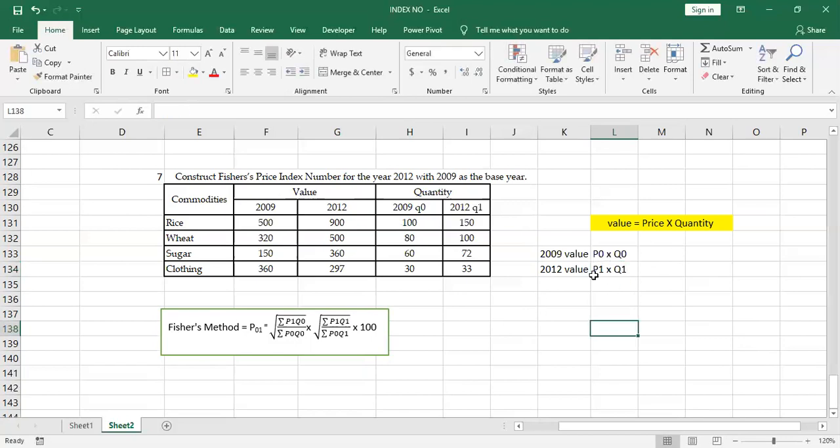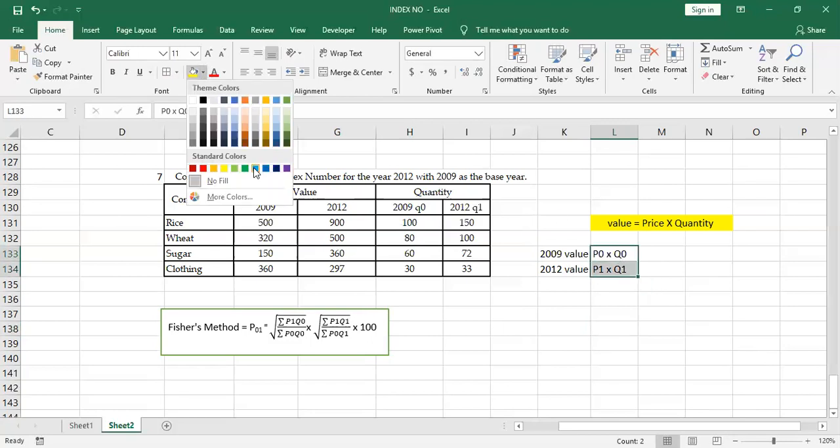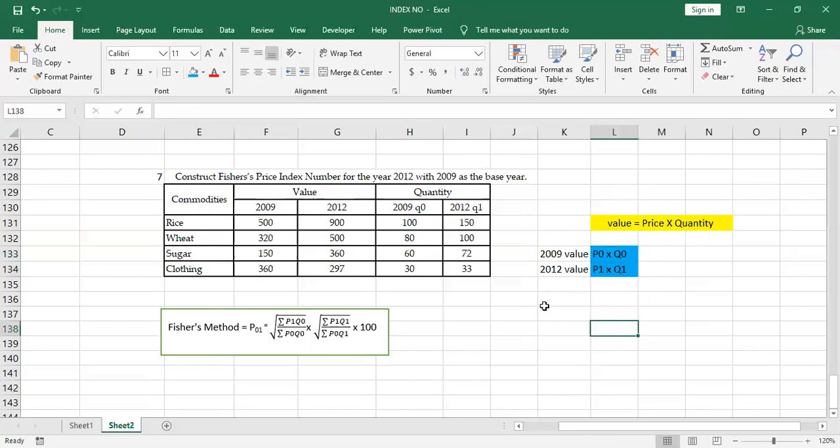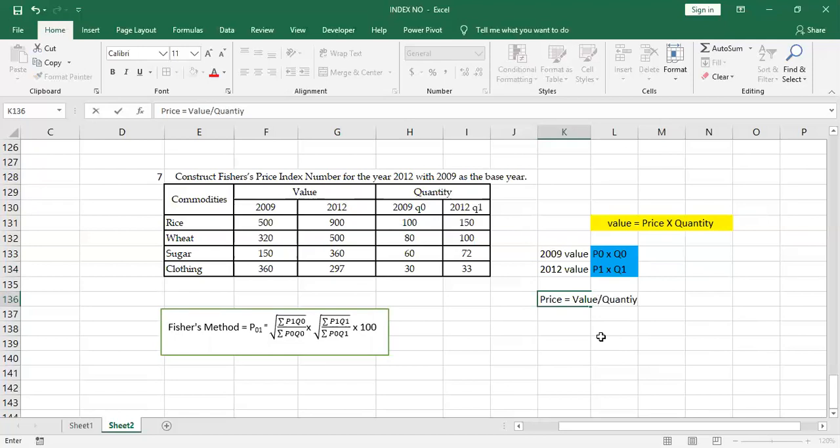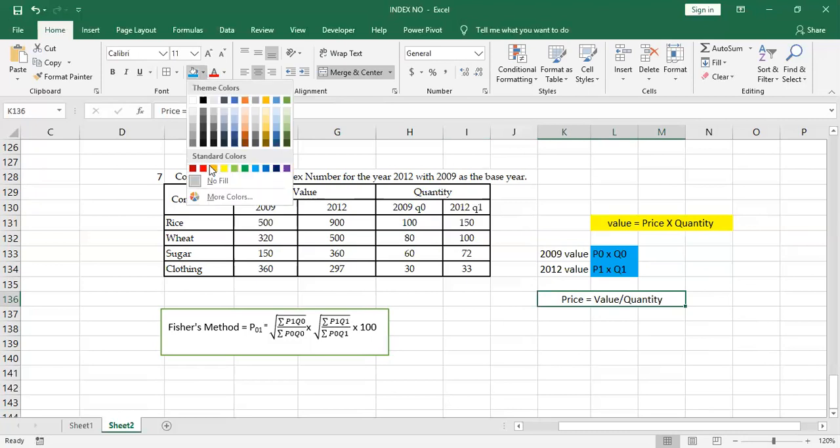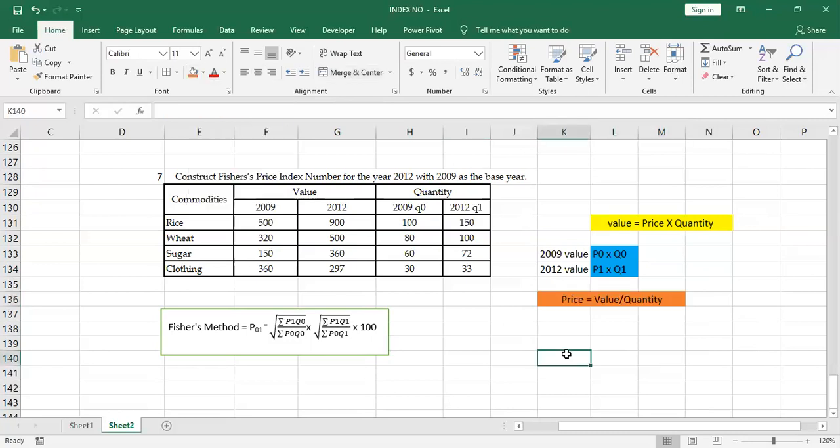Now we have to find out the price. They have given the value, but we have to find out the price. Now how to find out the price? There is a formula. Try to understand: price is equal to value divided by quantity. The formula for price is value divided by quantity. For every case you have to find it out.